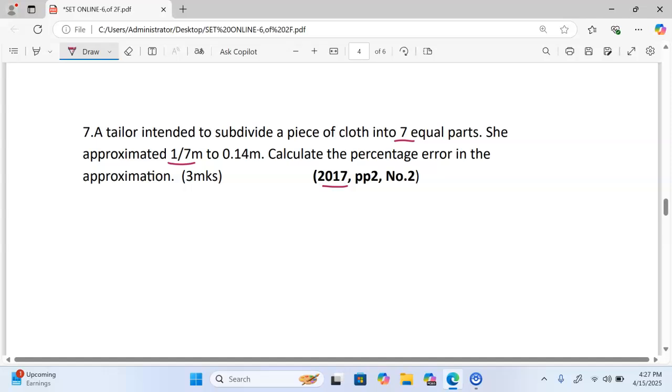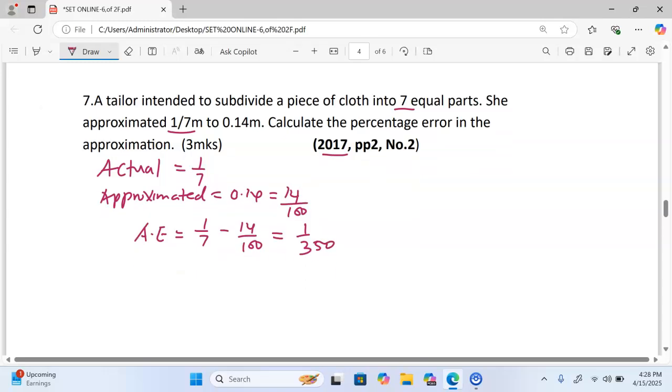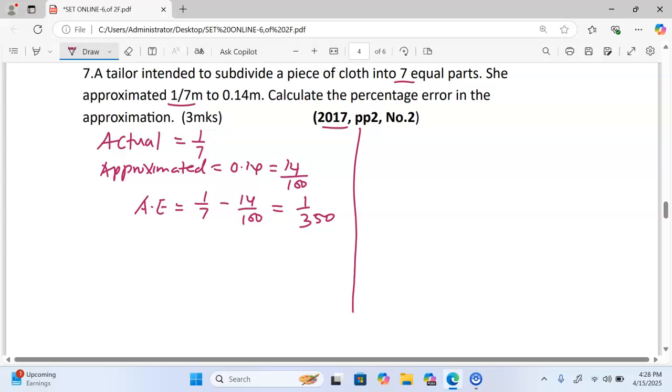The first thing we need is the actual value, which is supposed to be 1/7, but the approximated value is 0.14, which can be converted into a fraction by taking 14 divided by 100. Once we have done that, we can get the absolute error in this measurement. The absolute error that occurred as a result of the approximation is the actual, which is 1/7, minus the approximated value of 14/100, and this gives us 1/350 as a fraction.